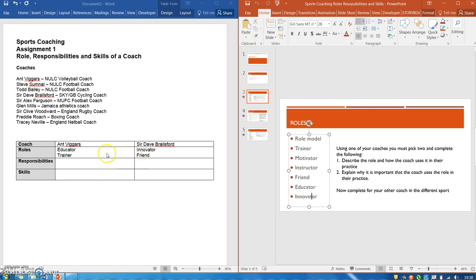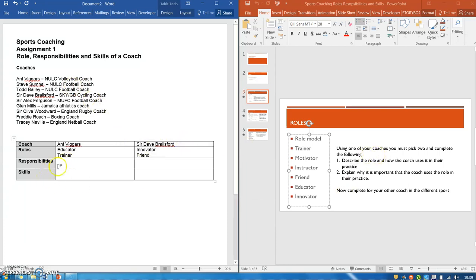To explain, what I might need to do is go into reasons why they would do that. Why would Ant Vickers take on the role of an educator and a trainer, and so on with Dave Brailsford? Why did he take on the role of being an innovator and a friend within his practice? So you get the idea. You can use any of these roles for any of your coaches, and like I say, you can choose coaches that you fit or that you know. These, like I say, can be from any level.